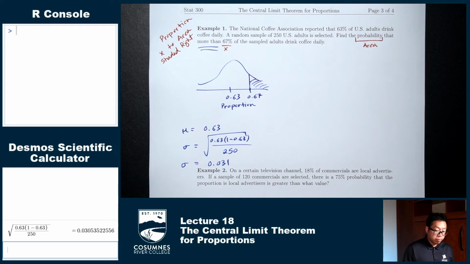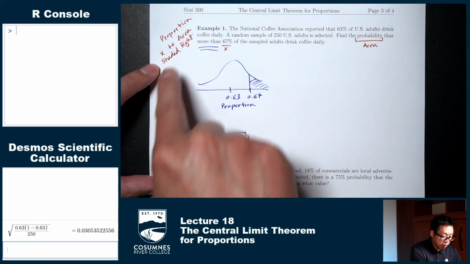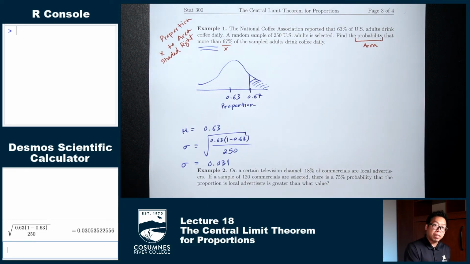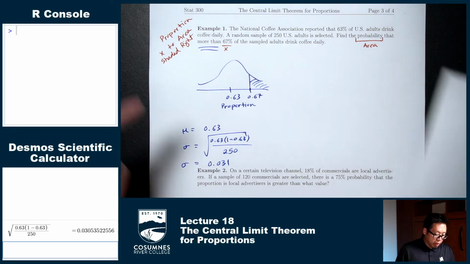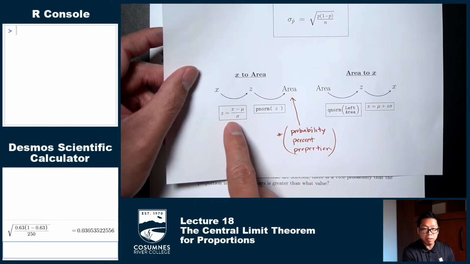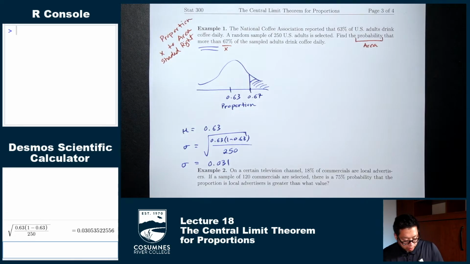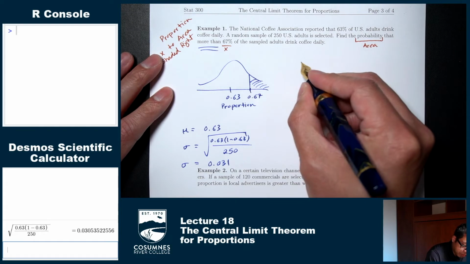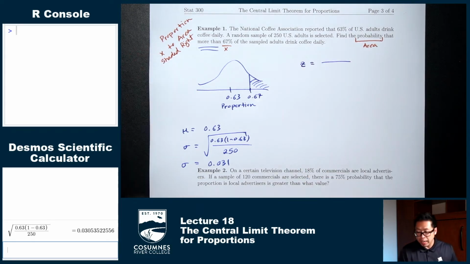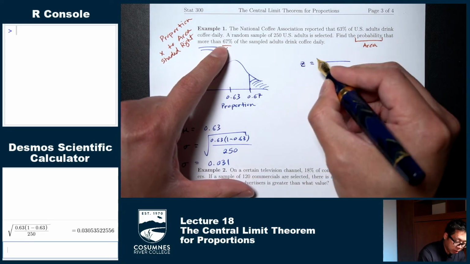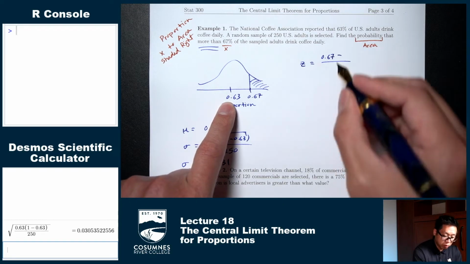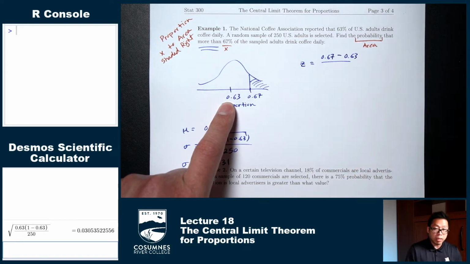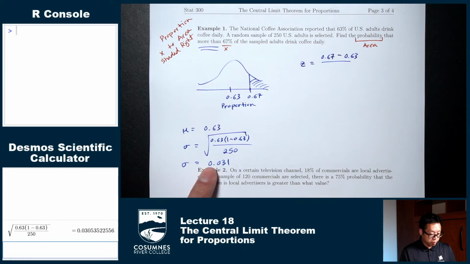Okay, so from here, the rest of the question is just like any x to area shaded right question. So if you need to, go back to the very first lecture that we did on normal distribution and look for an x to area shaded right question. All right, so x to area, first thing I need to do is this z formula to find a z-score. So z, so x minus the mean, our x we said was this 0.67, minus the mean is the 0.63, what we put in the middle. Standard deviation, we found a standard deviation, 0.031.